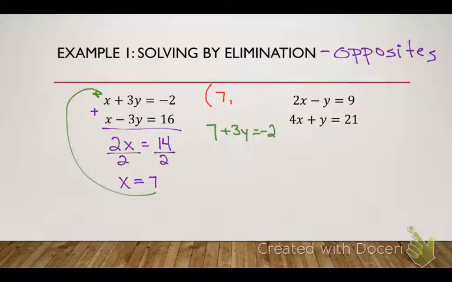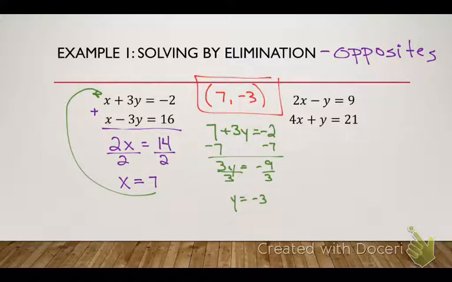Anybody tell me what my next step would be to solve for y? Ethan? Subtract 7. Very good. Subtract 7 from both sides. 3y equals negative 9. Now what am I going to do? Divide both sides by 3, and y equals negative 3, and I have my solution, 7, negative 3. So again, with all the methods, my solution is an ordered pair. That's what I'm looking for.